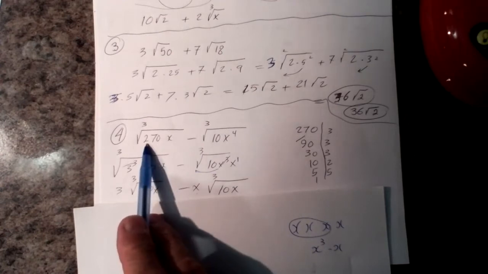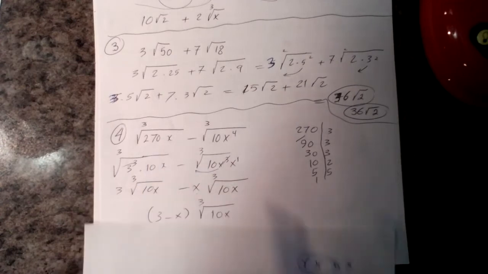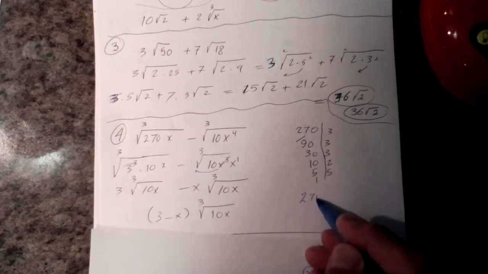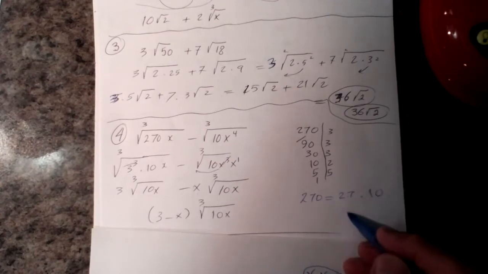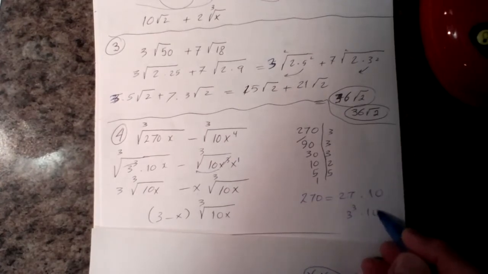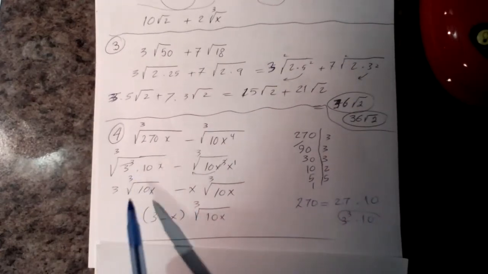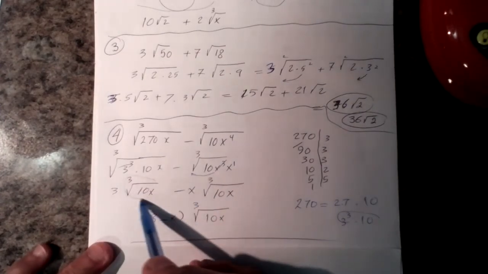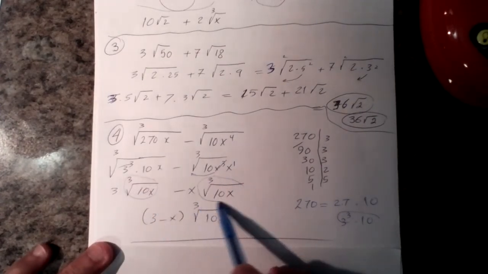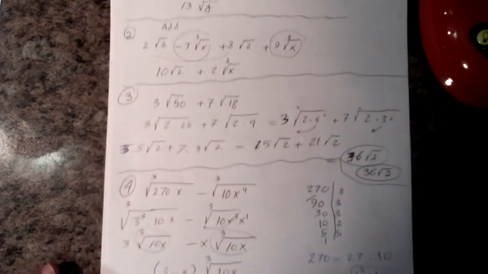You could also write this as 27 times 10. That's another way to do it. When you write 270 as 27 times 10, then 27 is 3 cubed times 10. You could also do it this way and write that number here. Now, these two are like terms. Look, cube root of that and cube root of this. So it would be 3 minus x in the parentheses, cube root of 10x.